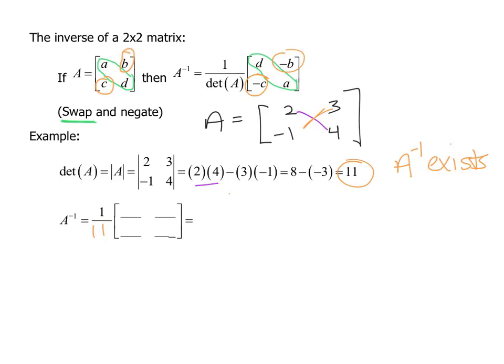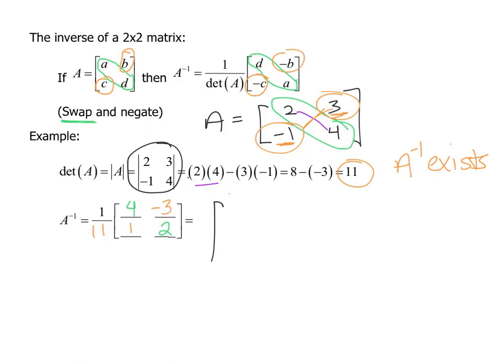And then we just have to take our matrix A here and do that swap and negate. The two numbers I swap are these two numbers. I'm going to swap those two numbers. So that's going to be 4 and 2. And the two numbers that I negate are these two numbers. Now, when I negate them, I just change the sign. I don't make them both negative. I just change the sign. So this was negative 1, so now it's going to be positive 1. This was positive 3, that's going to be negative 3.